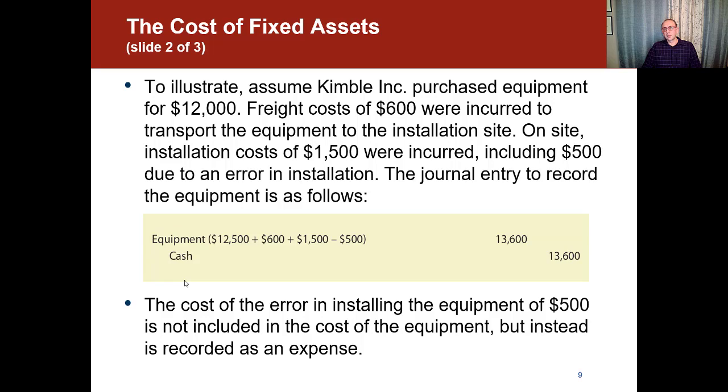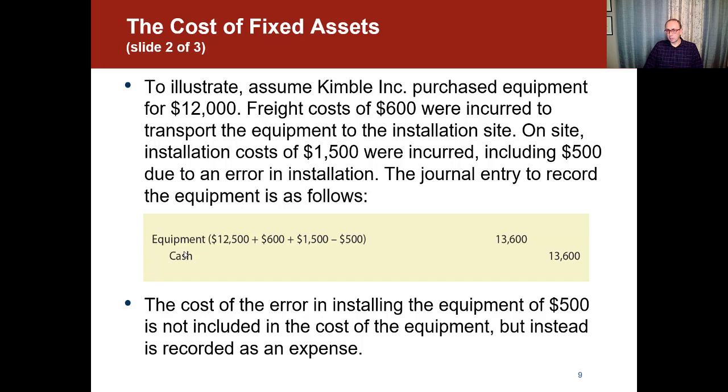Let's see an example. Assume Kimball Incorporated purchased equipment for $12,000. Freight costs of $600 were incurred to transport the equipment to the installation site. On site, installation costs of $1,500 were incurred, which included $500 due to an error in installation. So we had the $12,000 equipment value, the shipping cost of $600, and then the installation cost of $1,500, which included $500 due to an error in installation. Remember, if we have an error in installation, that's not part of the cost. So the journal entry to record the equipment would be debiting equipment and crediting cash.